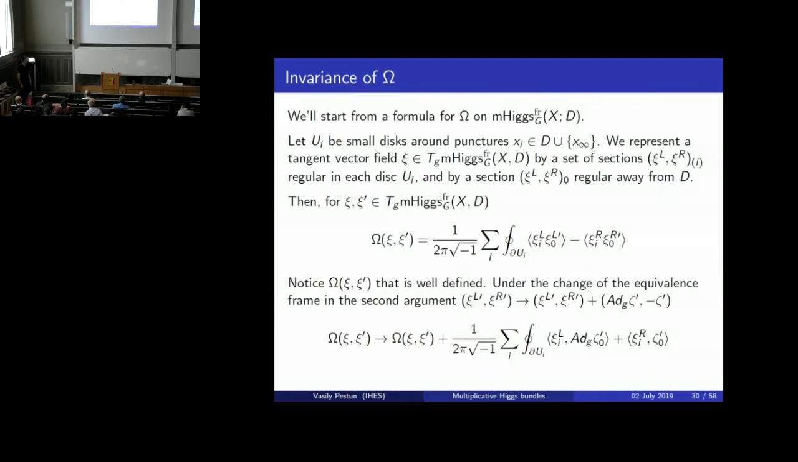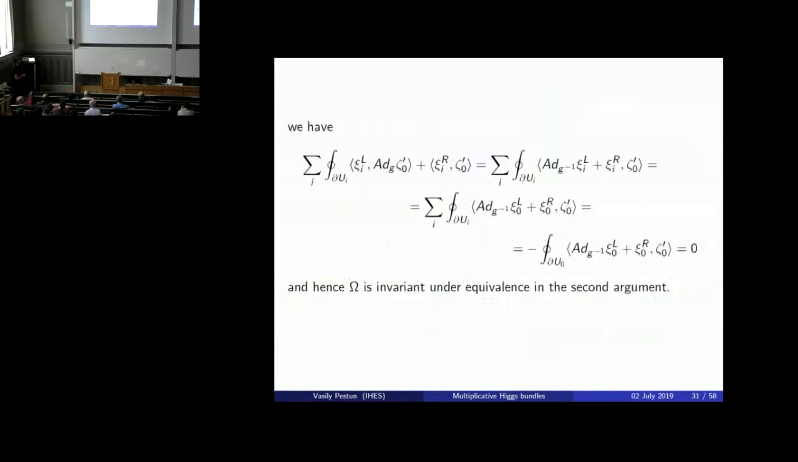So first, let me demonstrate that this formula is in fact well defined. Remember that xi L and xi R are pairs considered under equivalence. So we want to show that if we make this change of the equivalence frame, we'll start from the change in the second argument by this deformation, then omega remains invariant. So it's actually a formula which makes sense on the quotient. So if you add this deformation to psi_0^L prime, then omega shifts by this deformation, and we can compute it.